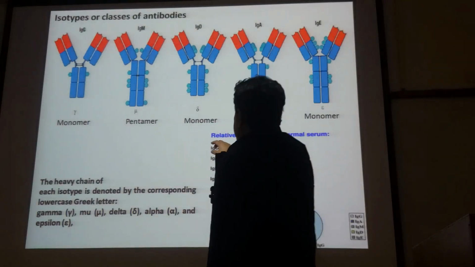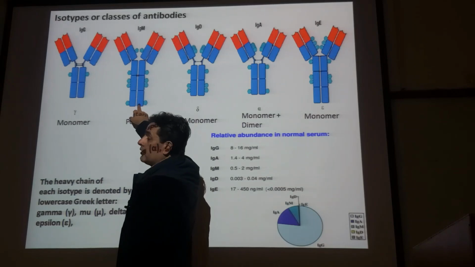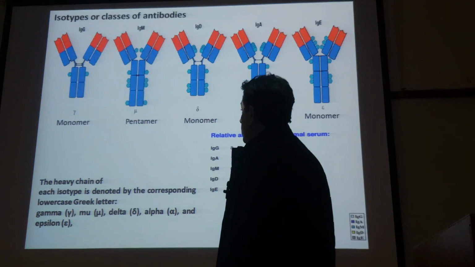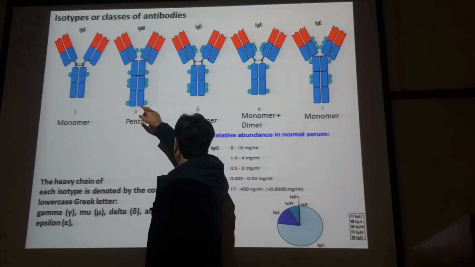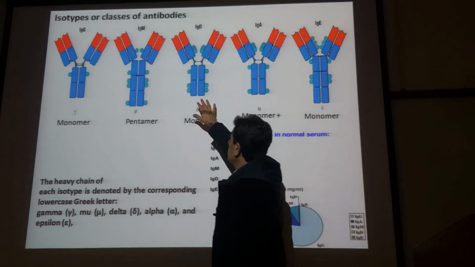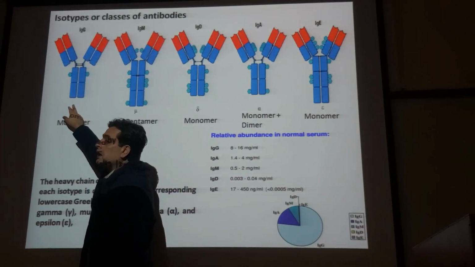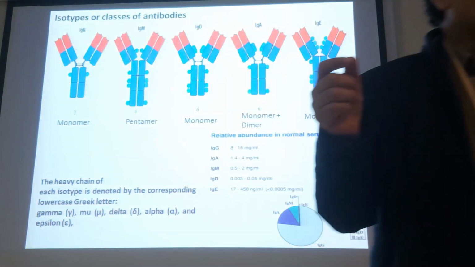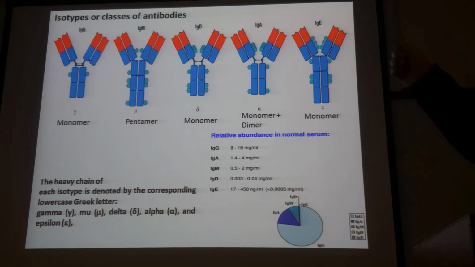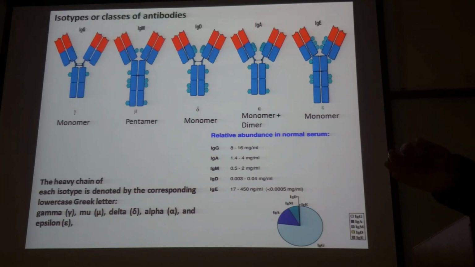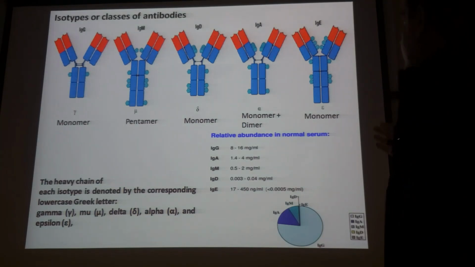Another one is IgM here. How many domains? 1, 2, 3, 4. So 4 domains in IgM and IgE. But the rest of the antibodies, you can see that they have only 3 constant domains, CH1, CH2, CH3. But IgM and IgE have an extra domain, which is CH4, constant region 4.